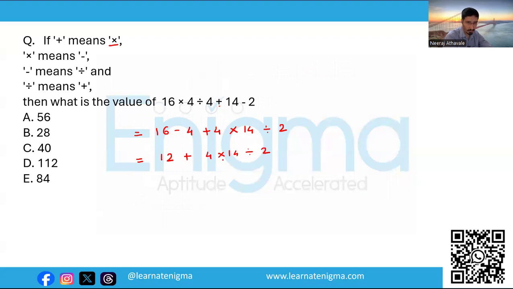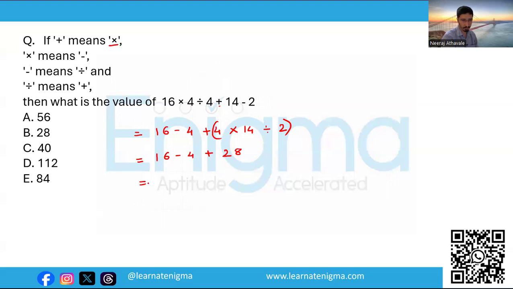Okay. Now division multiplication needs to be solved first. Okay. So I shouldn't have solved this first as well. Here itself, I should have put the brackets. Okay. So let's solve it here itself. So 4 into 14, that is 56. 56 divided by 2, that is 28. Okay. So let's write this down as 16 minus 4 plus 28.